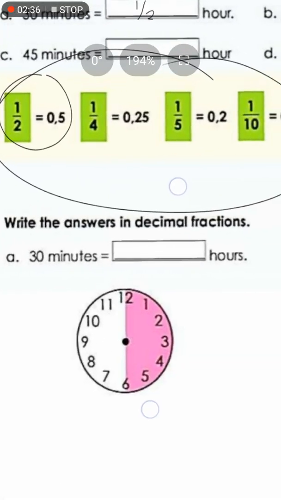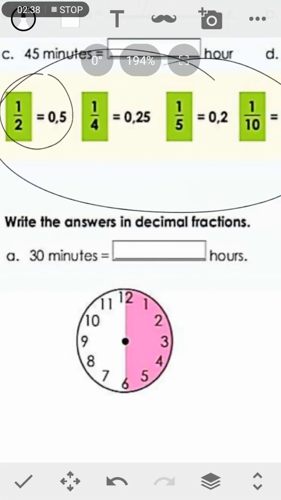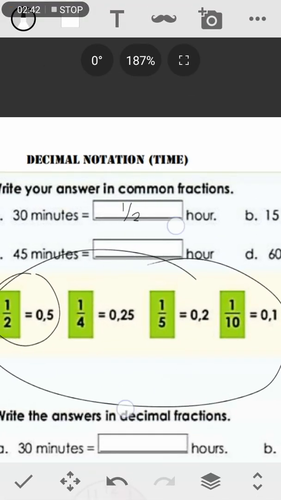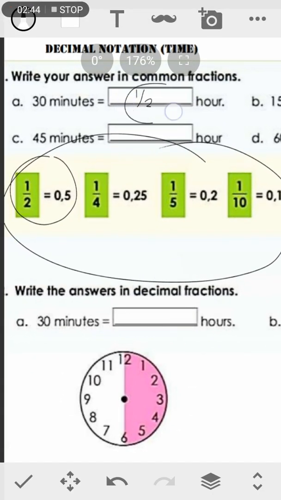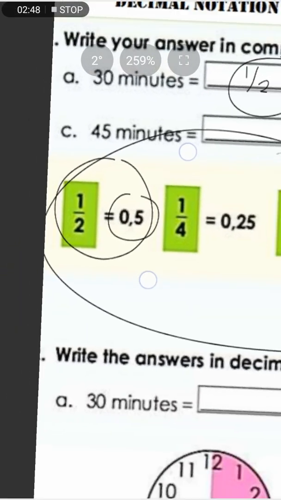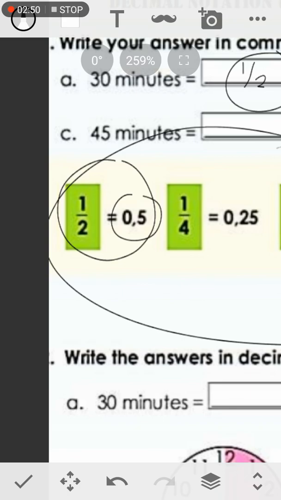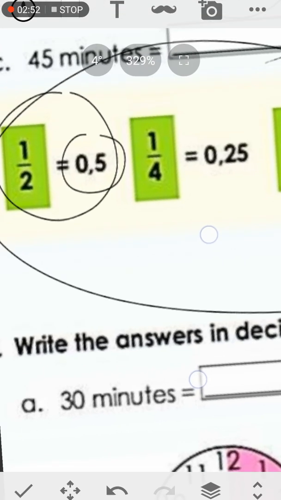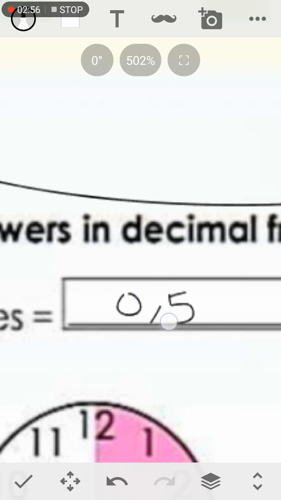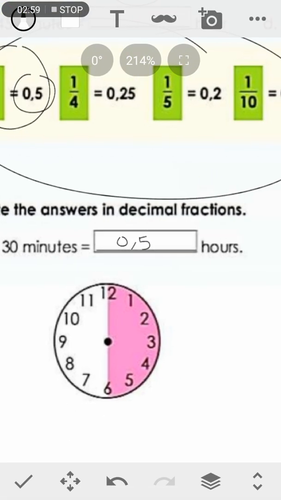Now let's look at this one. Write the answers in decimal fractions. Now, just like how you put 30 minutes equals half an hour, you put that as a fraction. Now we are going to do the decimal. Now half also equals to 0.5. So 30 minutes equals 0.5 hours. Okay, I hope you guys understand.